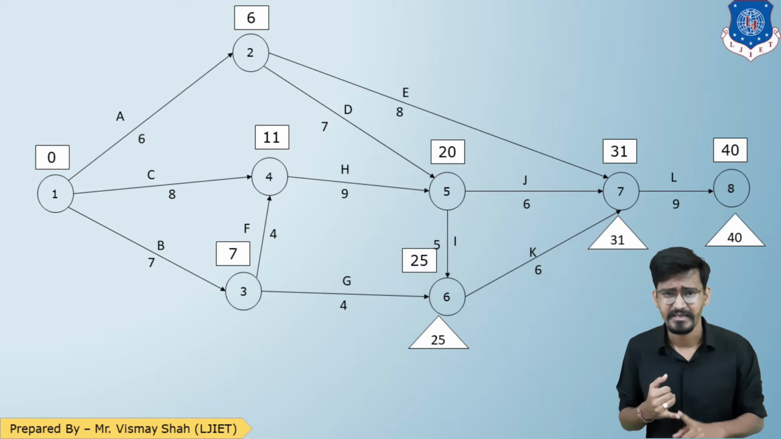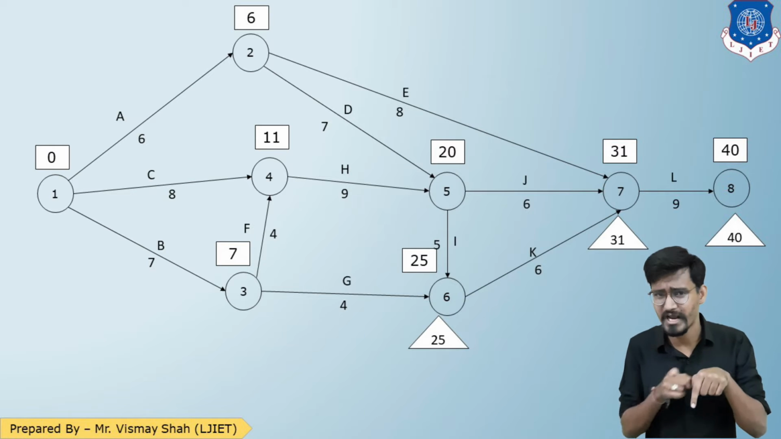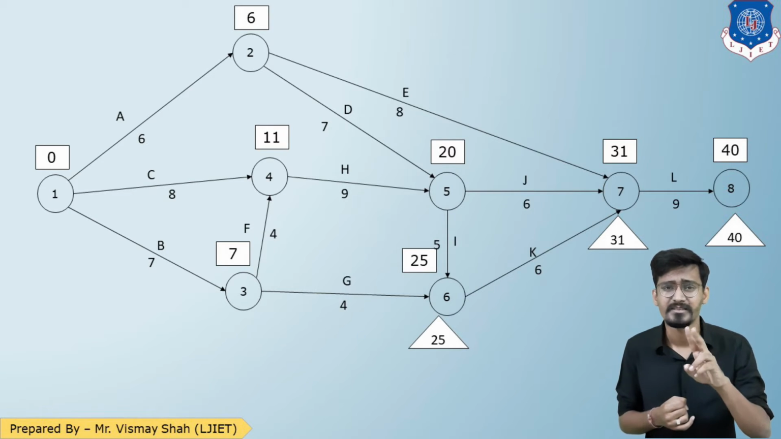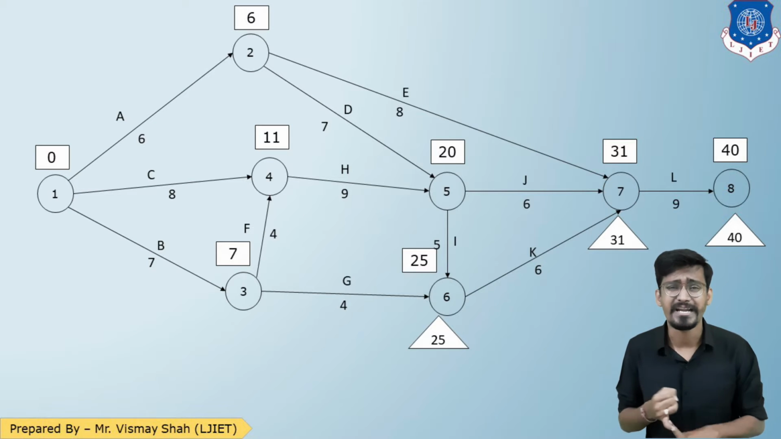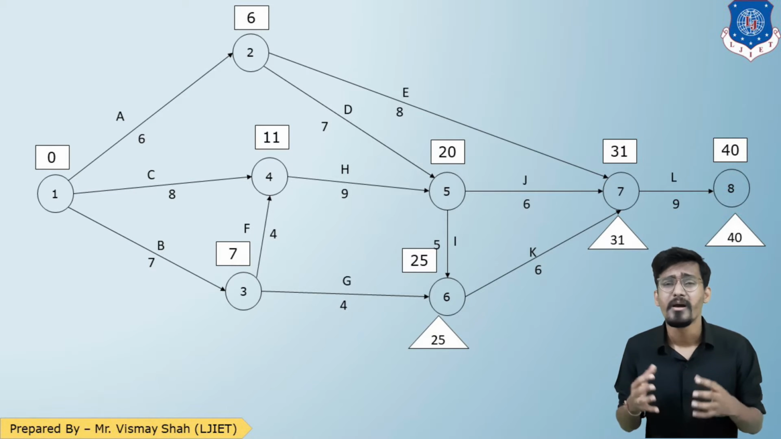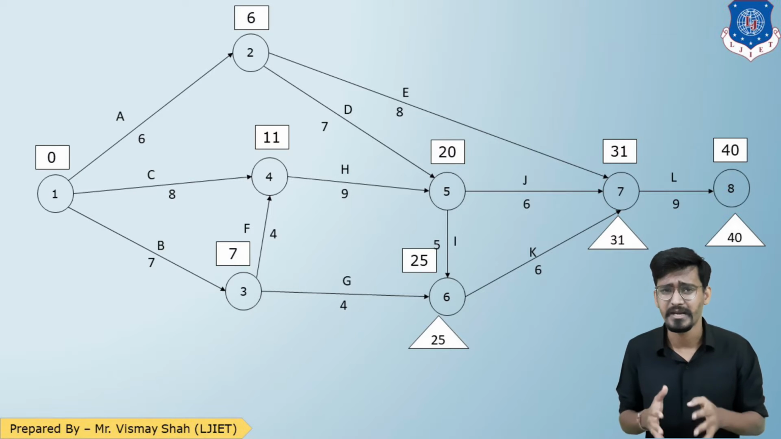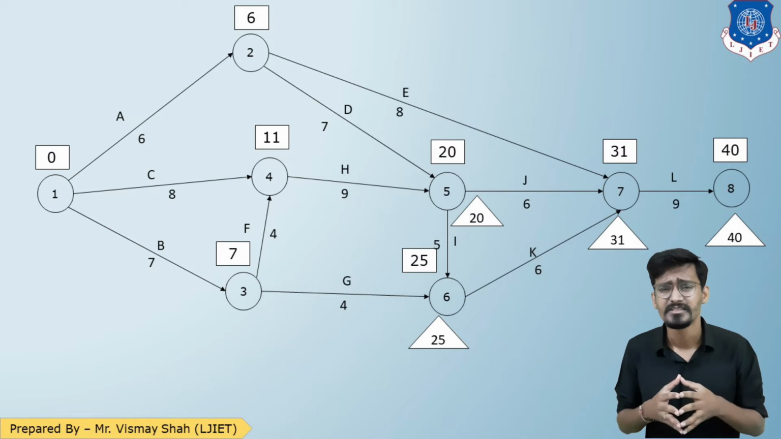Now point 5, event 5. So from event 5 there are two arrows coming out, one downward and one that way. So there will be two paths possible, 7 to 5, 6 to 5. So if I go 7 to 5, 31 minus 6, 25, and 25 minus 5, 20. So while going reverse, while doing backward path, we need to consider minimum value. So that is 20.